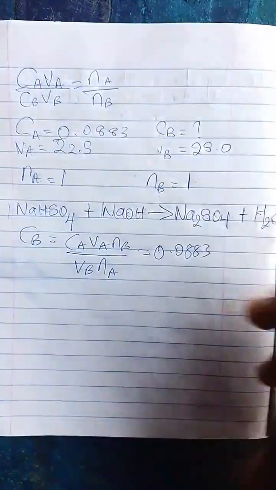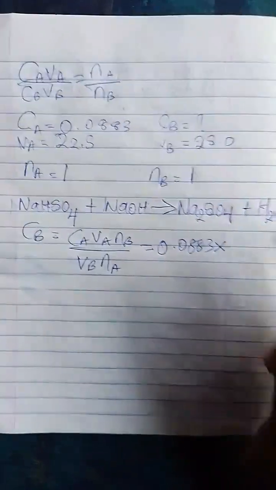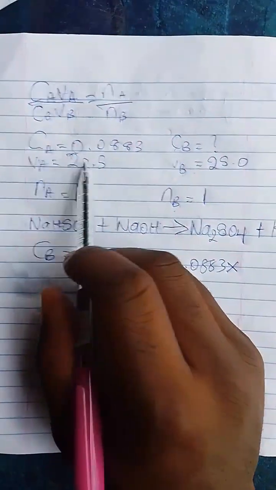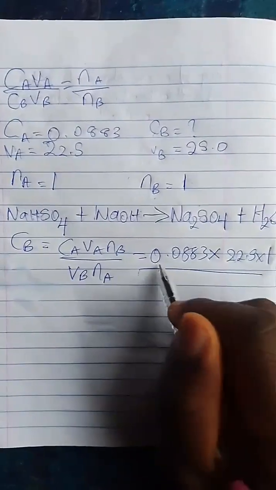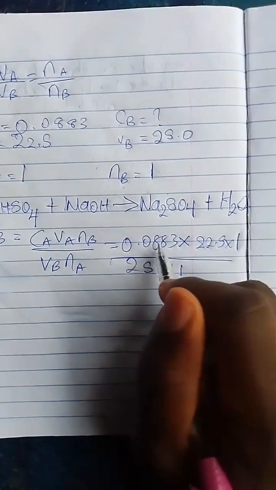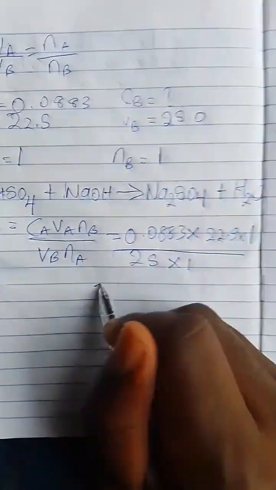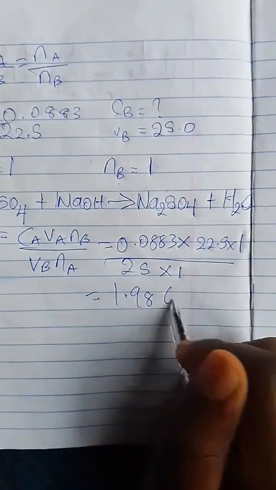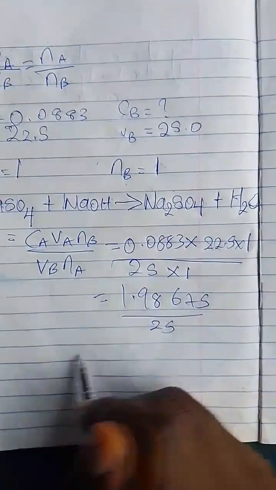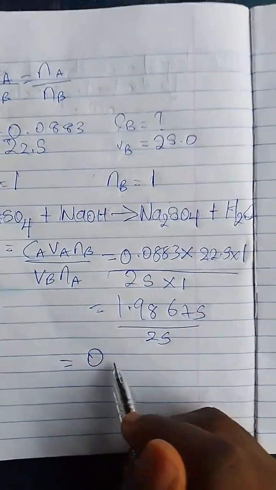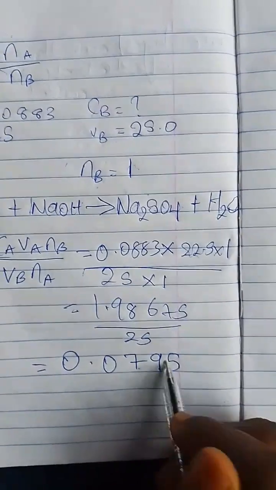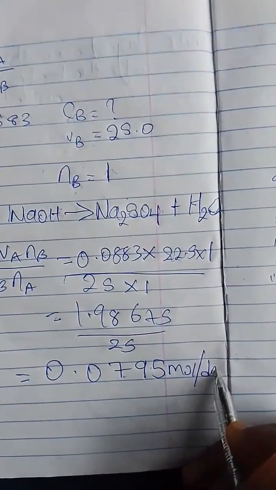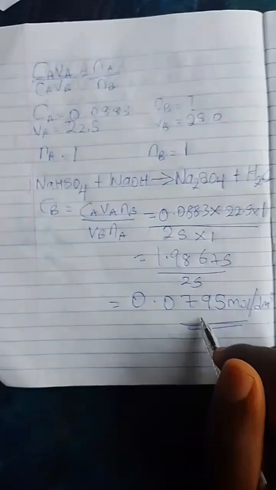Alright. Now our CA is what? 0.0883. Remember, we got this from the previous video where we solved for the concentration of acid. If you really want an understanding, you have to visit that previous video. So we have VA to be 22.5 times 1 over VB, which is 25, times 1 also. When you multiply 0.0883 times 22.5, we get 1.98675 divided by 25. And your final answer, remember, to 3 significant figures, will become 0.795 mole per dm cube. This is the concentration of the base.